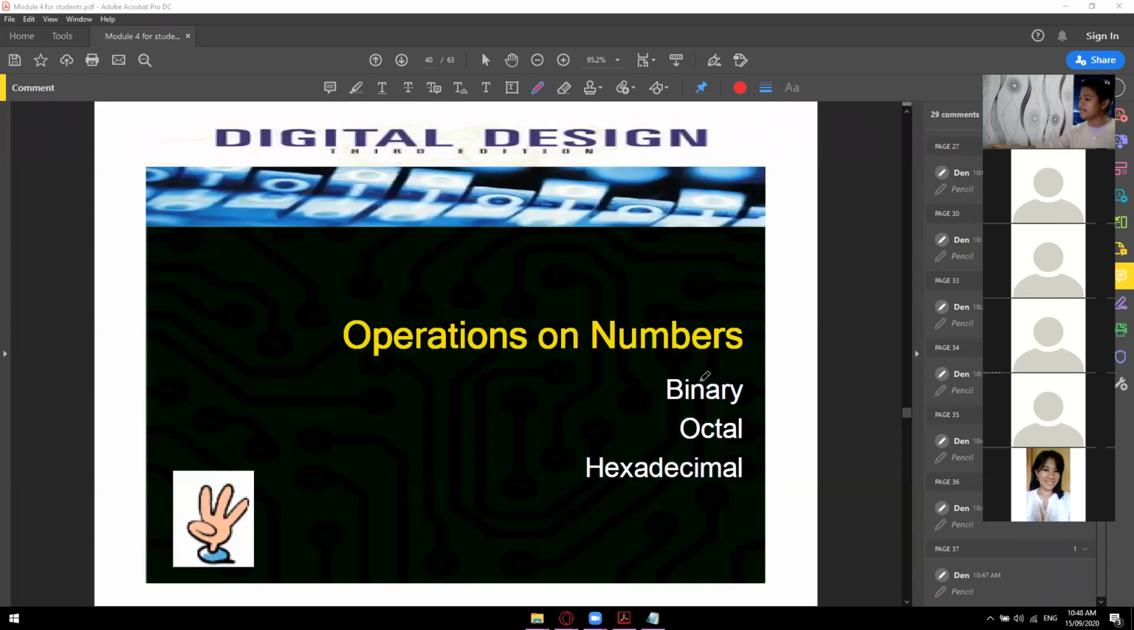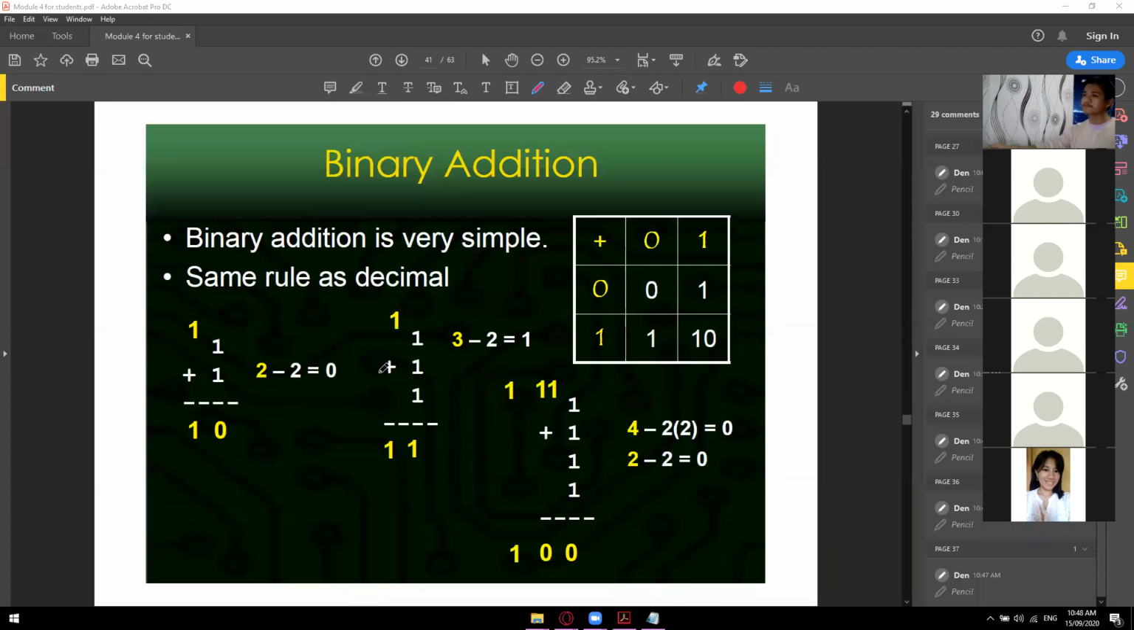So, we have binary, octal, and hexadecimal regarding these operations. So, let's start. Binary addition is very simple. Actually, super simple talaga. It is actually the same rule as decimal.